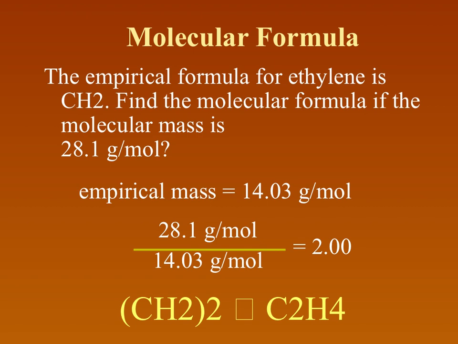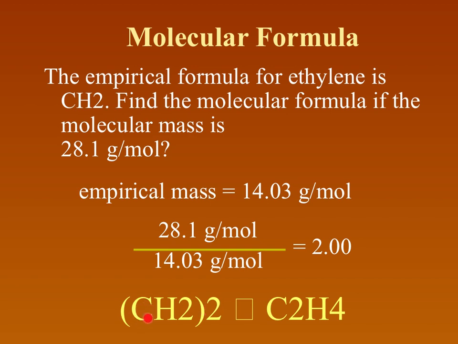So the empirical formula for ethylene is CH2, right? So we find the molecular formula if the molecular mass is measured at 28.1 grams per mole. So if we measure that and we find out that it's different because the empirical mass is only 14.03, if we look at the periodic table and take 1 carbon and 2 hydrogen, we get 14.03. So we simply divide the two and you get that it's 2 times. So that means we're going to multiply all of the subscripts by 2.